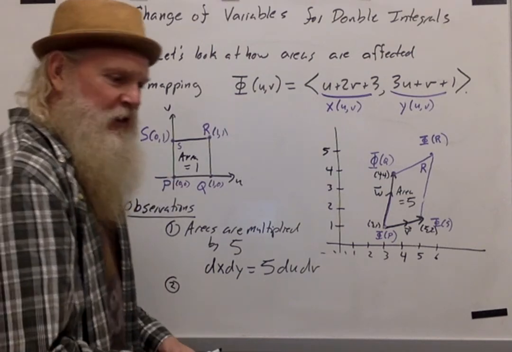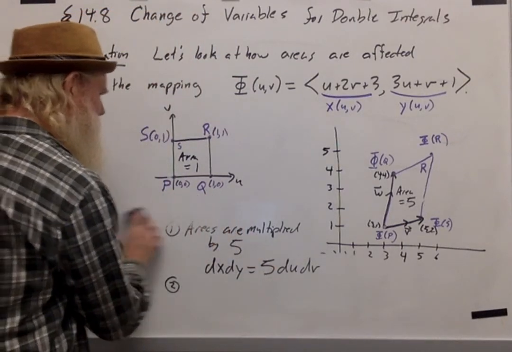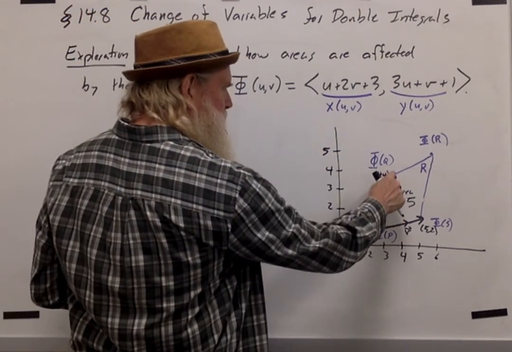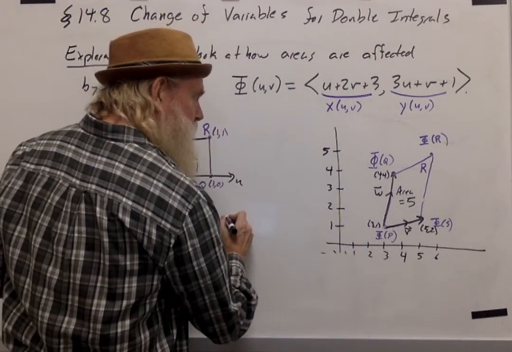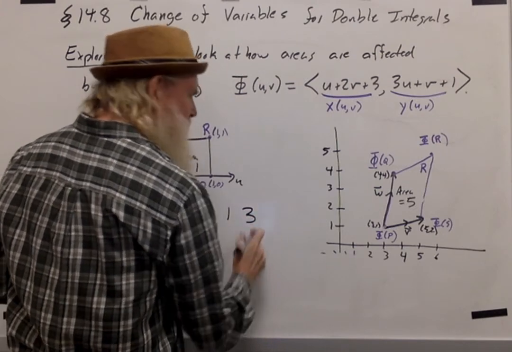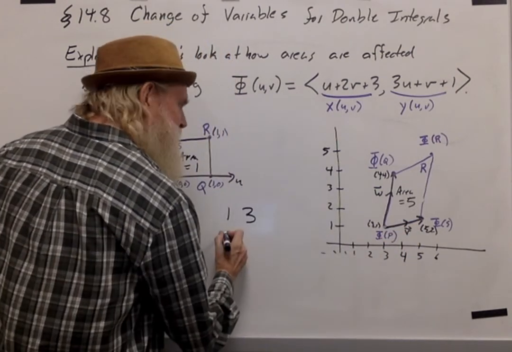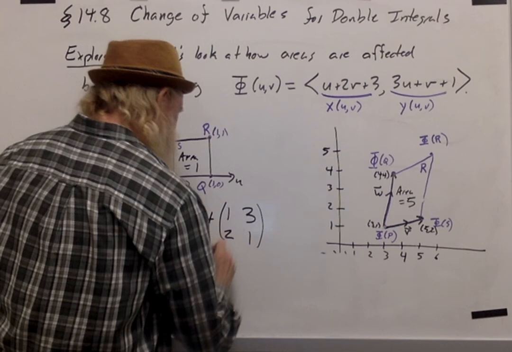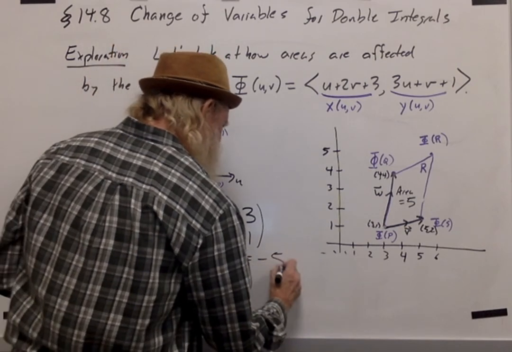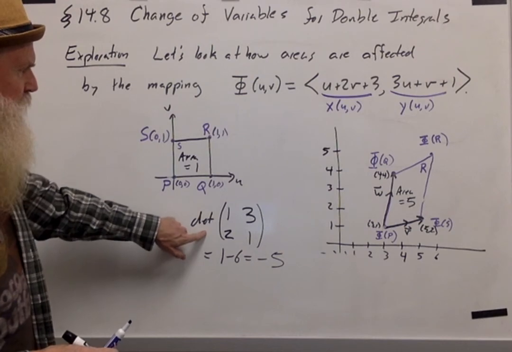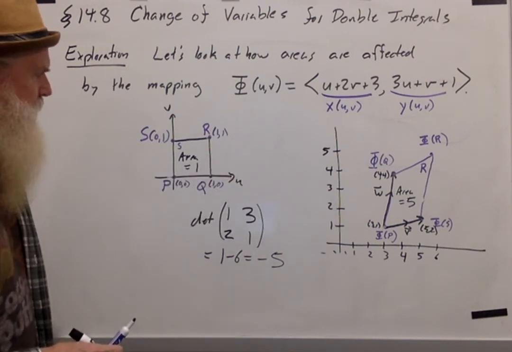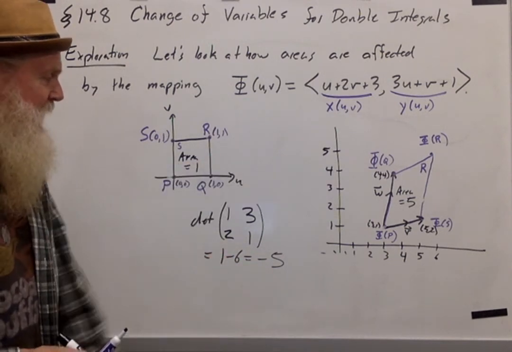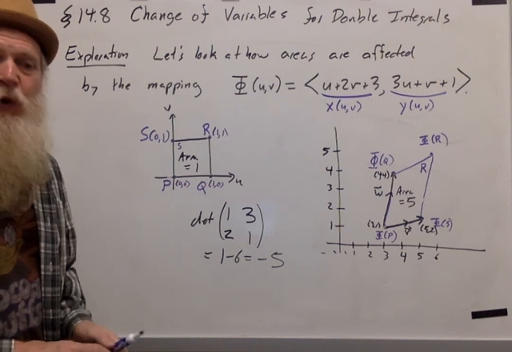A way that that would show up in determinants is that if I take the vector from phi of P to phi of Q, that was 1, 3. And if I go from phi of P to phi of S, that was 2, 1. And notice that that determinant is 1 minus 6, or negative 5. So it turns out that if you take the determinant of those two vectors going in the same order, we end up with a negative number, and that negative indicates that we have an orientation reversing map.